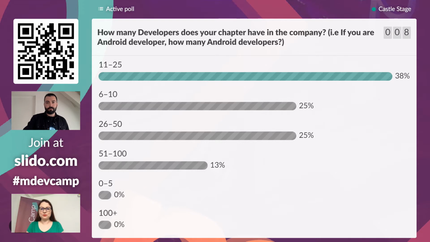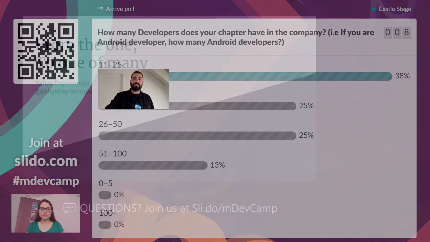Actually, I'm really glad to see that the range is not only 0 to 5. The idea of asking this question, I'm going to move on, I think it already gives the idea. So, moving on with the slides.